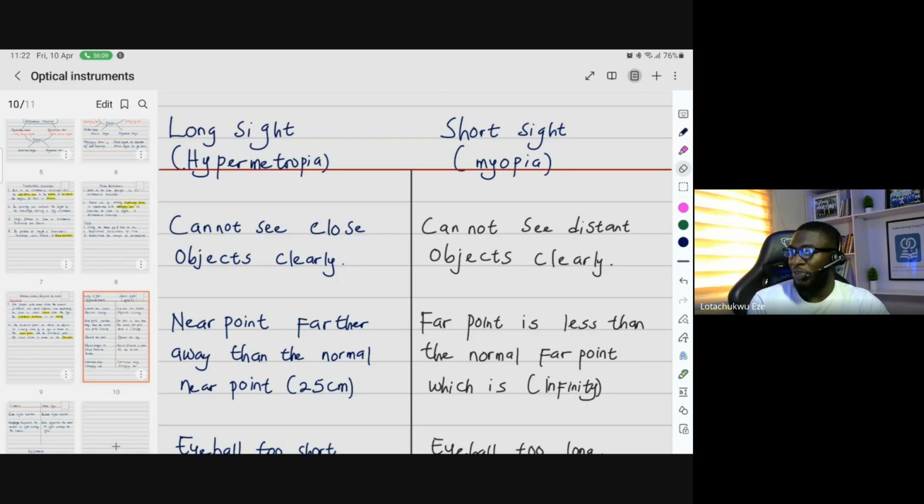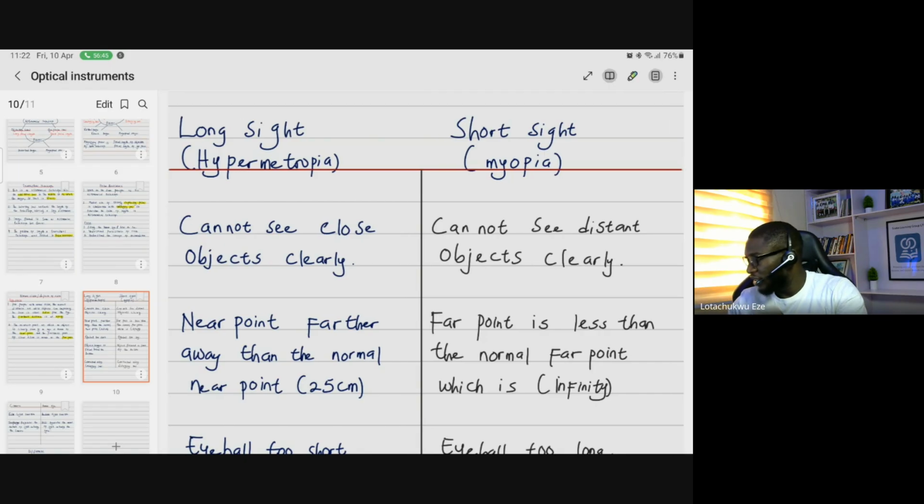Now, for a long sight person, the near point is further away than the normal near point. Normal near point is 25 centimeters, but someone that has this eye defect, theirs can be around 37. So theirs is further away, right? So that is what we regard as long sight. Now, for the short sight person, the far point is less than normal, right? So the far point, which is infinity, is less than normal. So that person cannot see a distant object. And that's why, like I said, the person will want to bring it closer to their eyes so they can see, because once it's far from them, they cannot see, right? Something has happened to their far point. That's for your short sight.